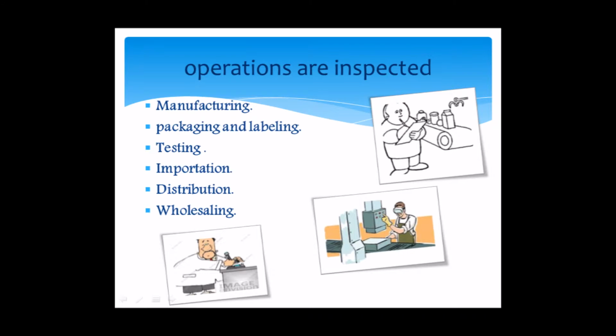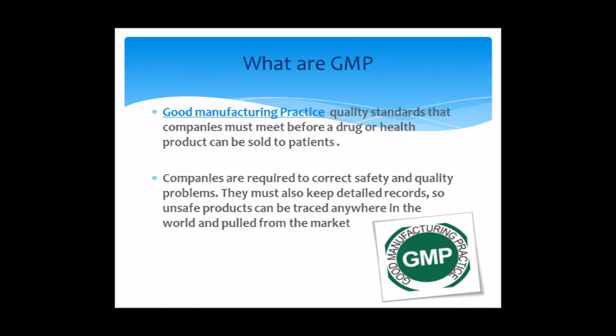First of all, manufacturing, packaging, labeling, testing, importation, distribution, and final wholesaling. What is GMP? It's good manufacturing practice. It's also quality standards that companies must meet before a drug or health product can be sold to patients. Companies are required to correct safety and quality problems. They must also keep detailed records so unsafe products can be traced anywhere in the world and pulled from the market.